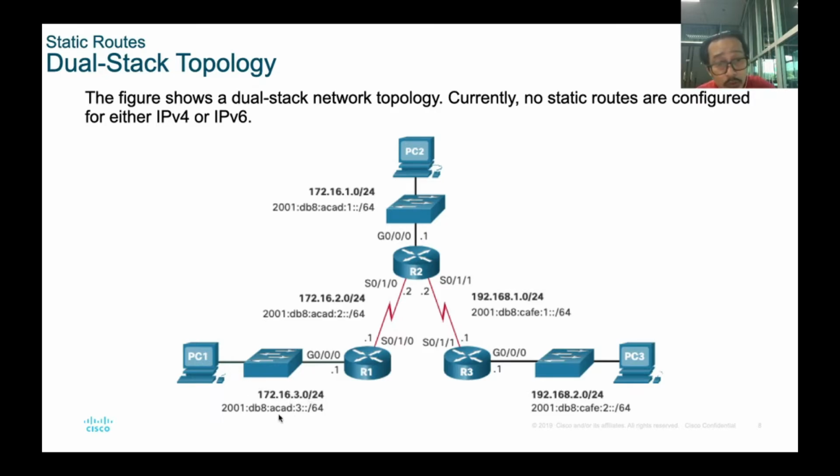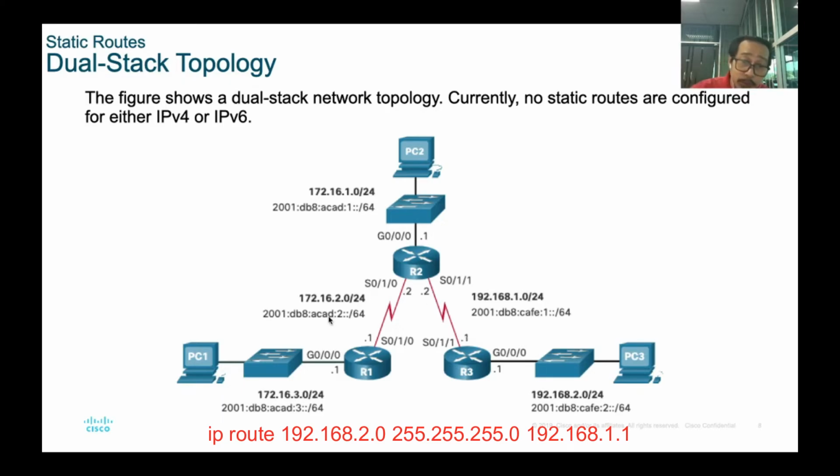What's the next hop? In order to go to network 172.16.3.0, it must go through this way. So the next hop is here, the IP address of serial 0/1/0 of R1. So you can see here .1. So the IP address is 172.16.2.1. But in order to go to network 192.168.2.0, the next hop must be 192.168.1.1. So that's the difference between R1 and R2.